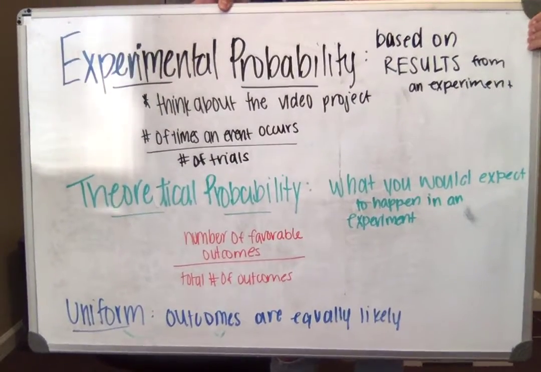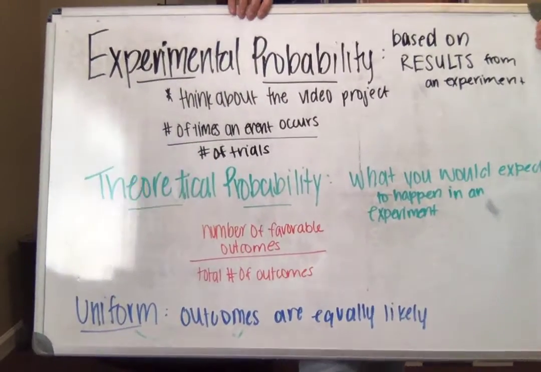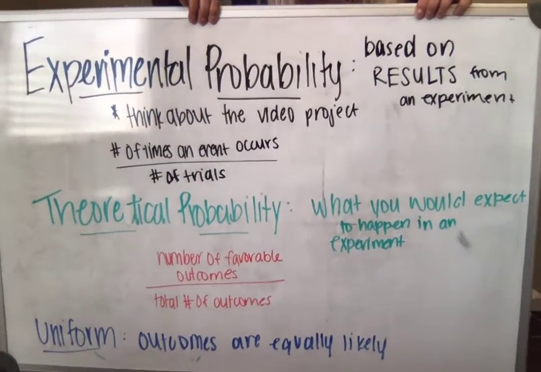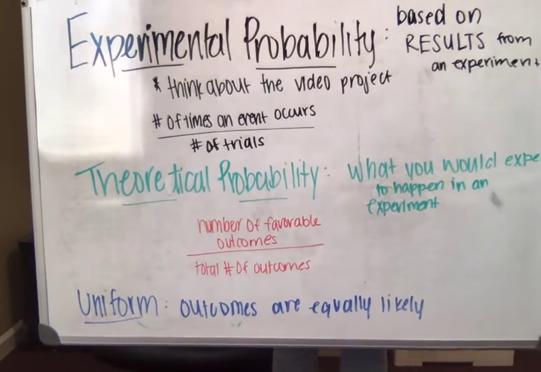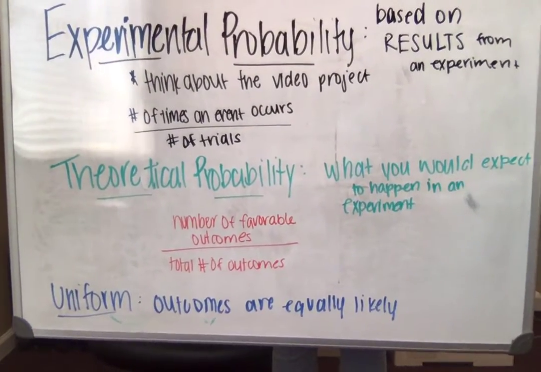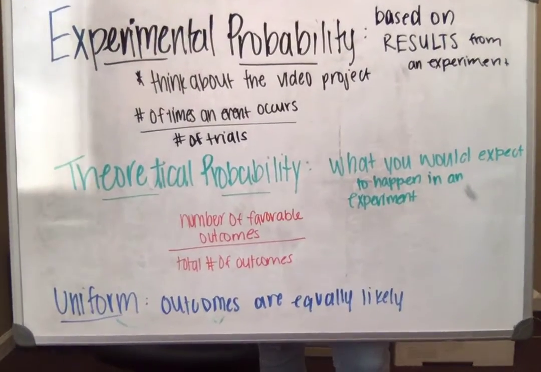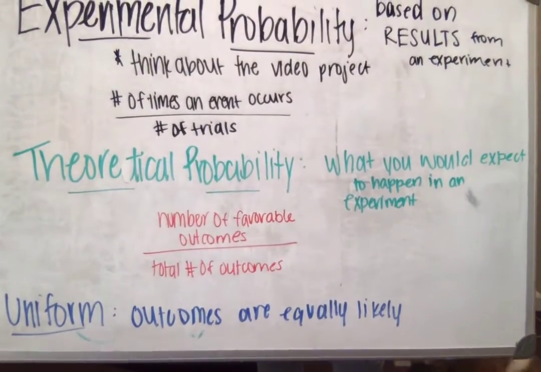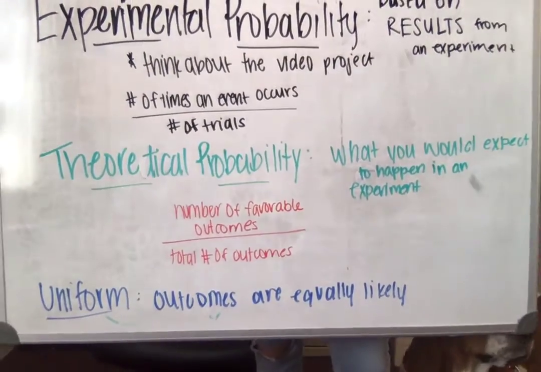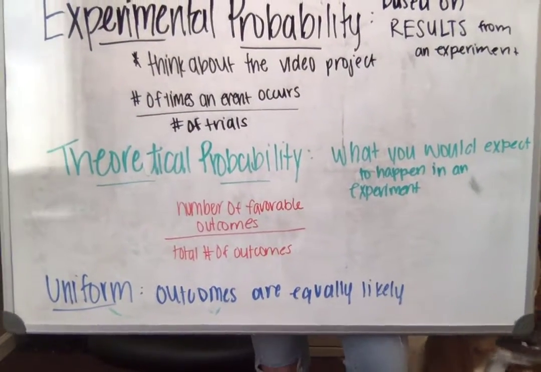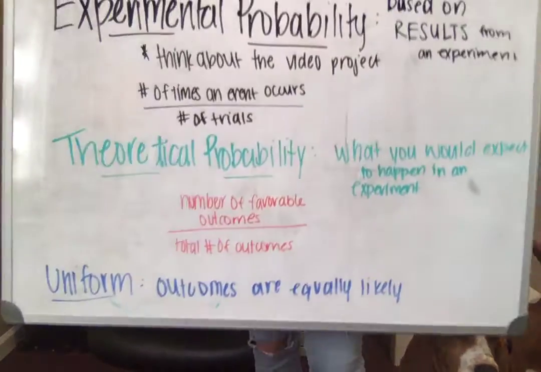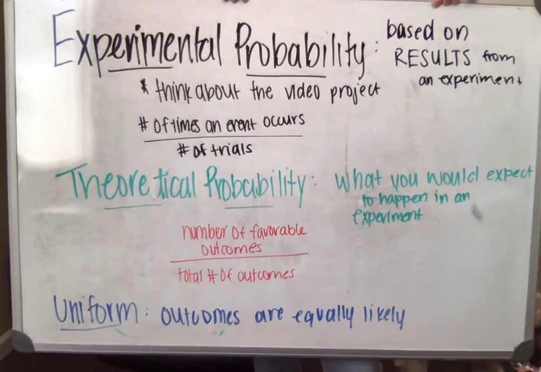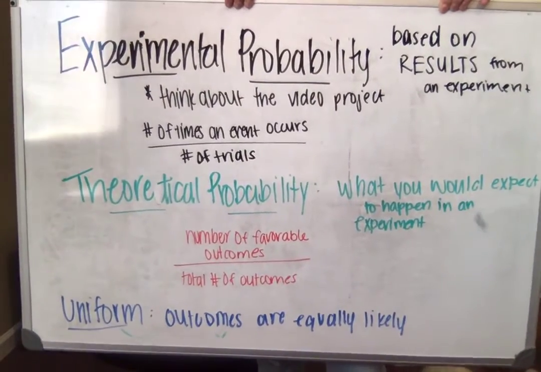So, experimental probability, that's in black. Experimental probability is based on results of the experiment. So, kind of like what we just did with the candy, we are basing our answers on the results that we got. We look at the number of times an event occurs. So, the number of times we got a pink candy, say hi to Hankwin, out of the total number of times that we got candies at all. So the total number of trials. So how many times did we try to get a pink candy?